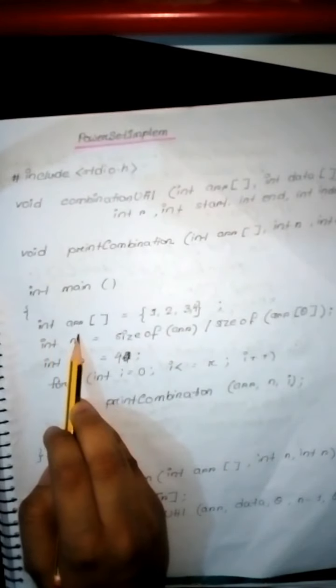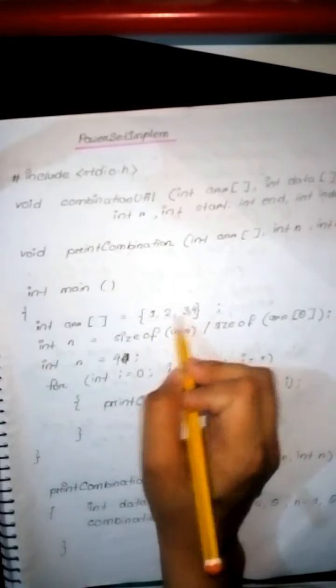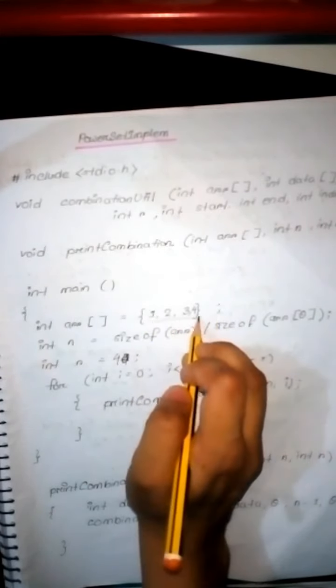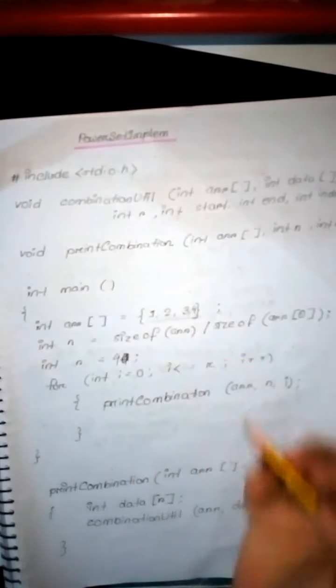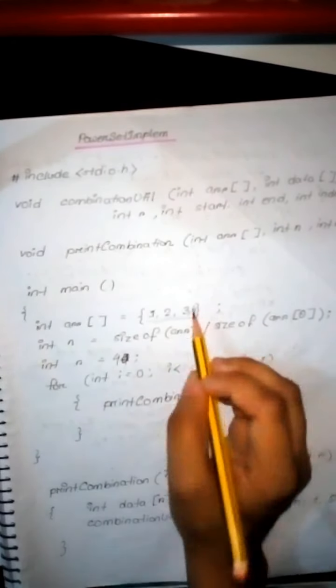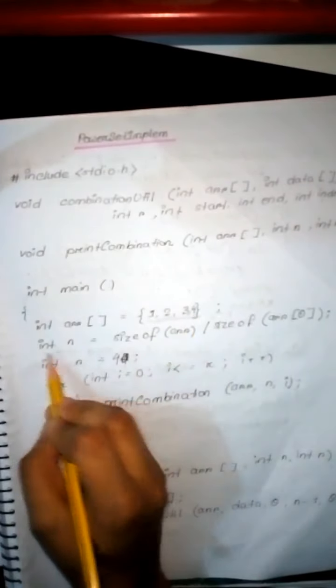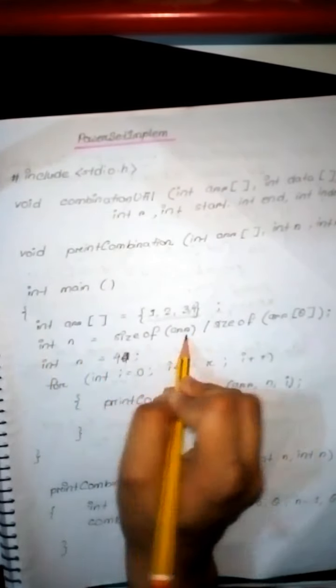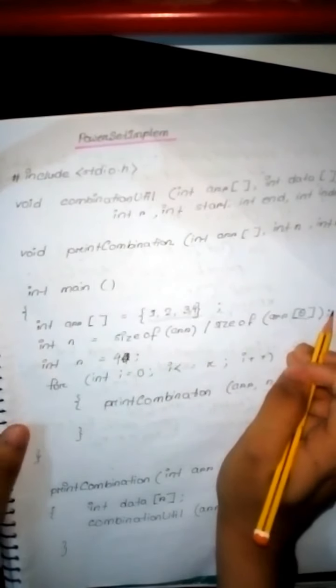Inside the main we have this integer array, which refers to an input array, and inside this array we have 1, 2, 3, 4. We have 4 integer values here, 1, 2, 3 and 4. We have to do combinations of these 4 values. Then we have integer n equals to size of array divided by size of the element inside that array.